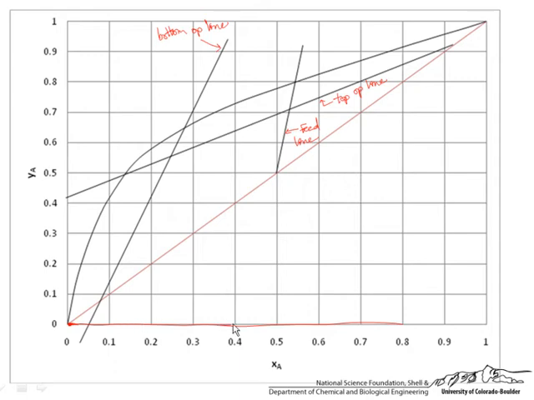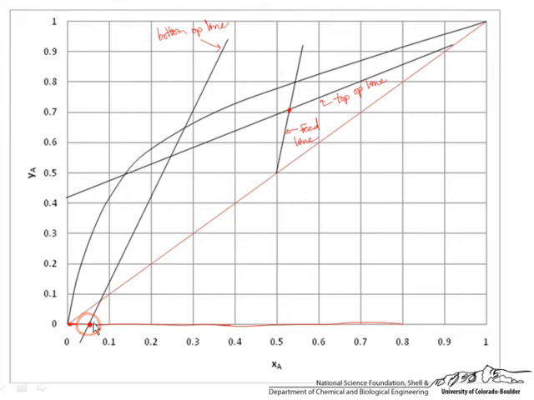So our middle operating line is going to go through two different intersections. The first intersection is going to be the top operating line with the feed line. So this is the first point of where our middle operating line will go through. The second point is going to be the intersection of the steam line with the bottom operating line. So the second point is going to be down here.